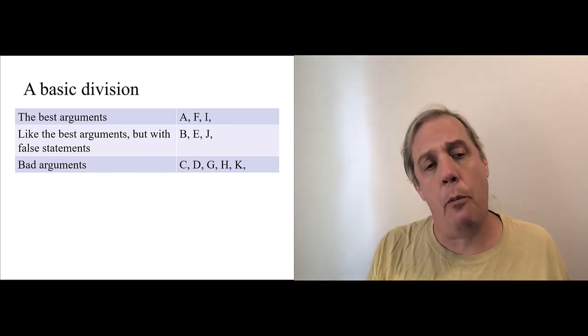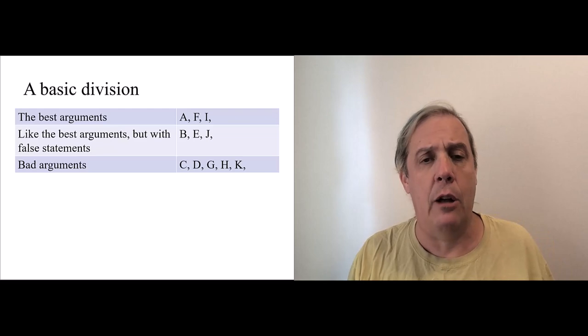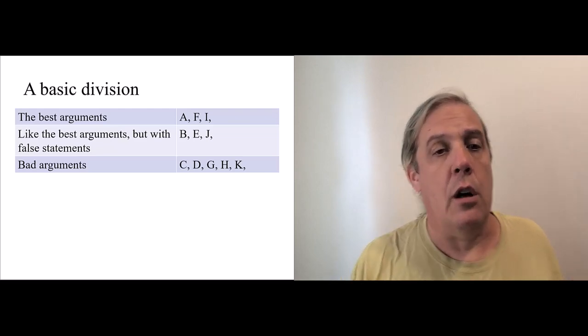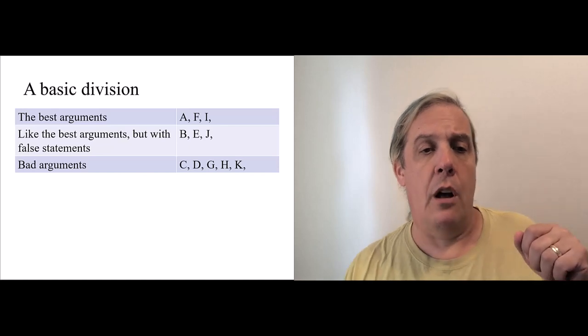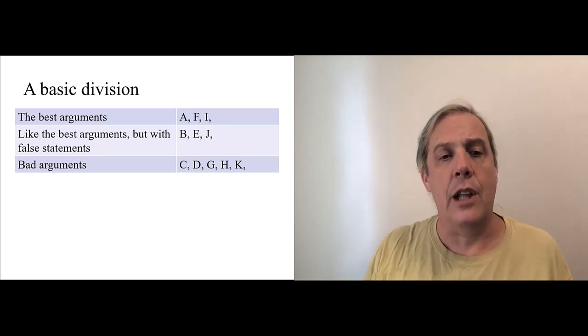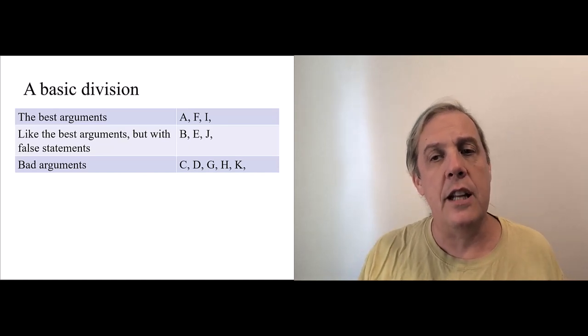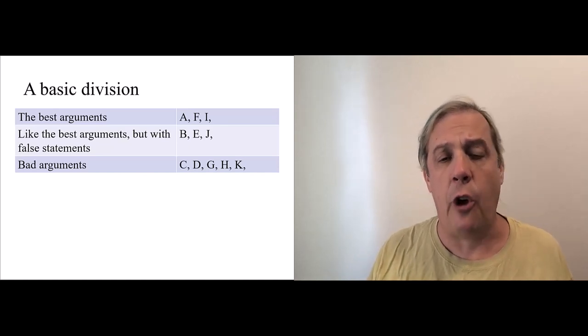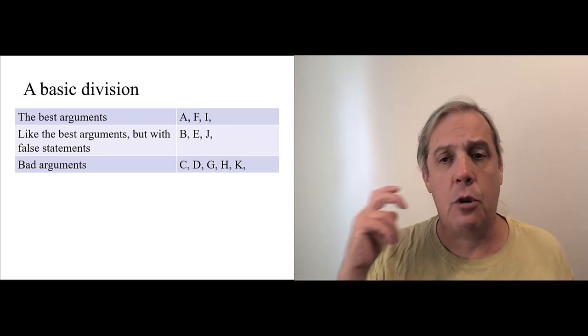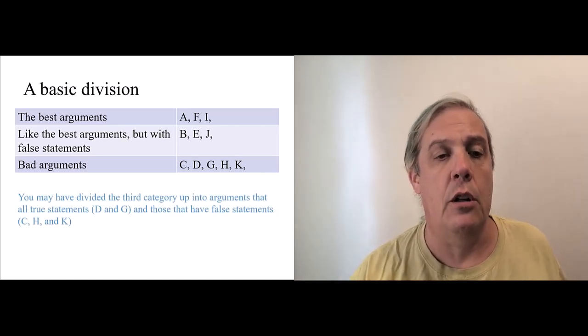You could do a 4-pile version. We'll just talk about the 3-pile version. There are the good arguments, these are the best arguments. There are the arguments that are like the best arguments, but contain false statements, false premises, and generally these were silly premises. And then there were arguments that just didn't work at all, right?